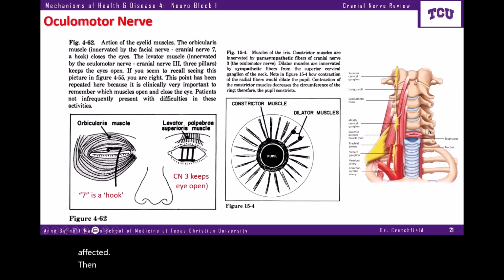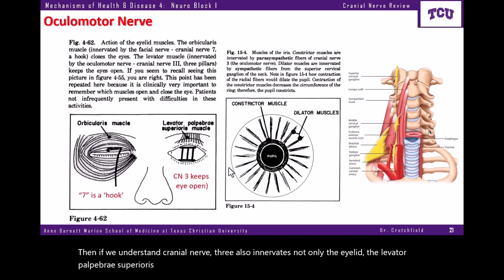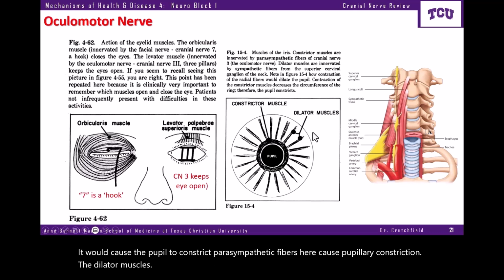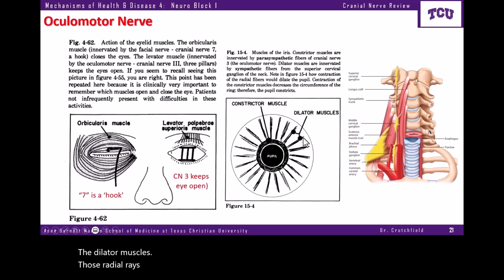Then, if we understand, cranial nerve 3 also innervates not only the eyelid, the levator palpebrae superioris muscle, but parasympathetic fibers from cranial nerve 3 would cause the pupil to constrict. Parasympathetic fibers here cause pupillary constriction. The dilator muscles, those radial rays, are innervated by sympathetic fibers from the superior cervical ganglion of the neck. And those fibers would cause the pupil to open, consistent with our fight or flight response.